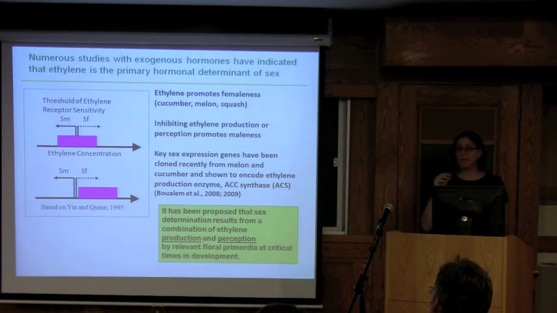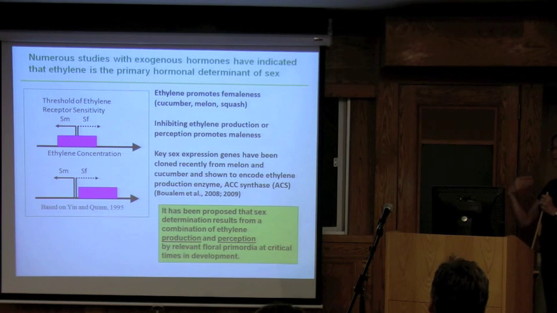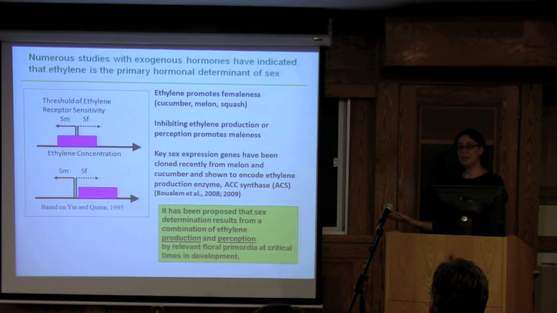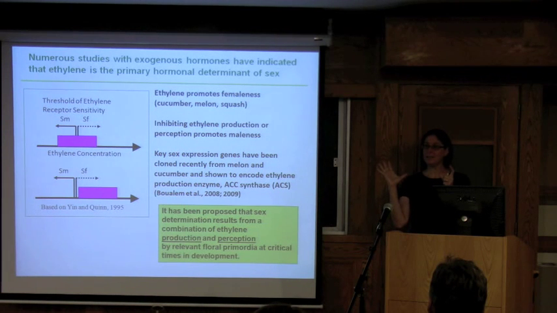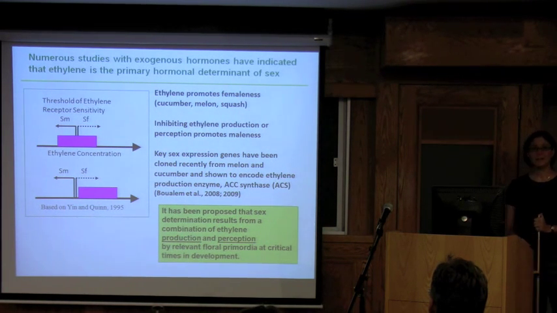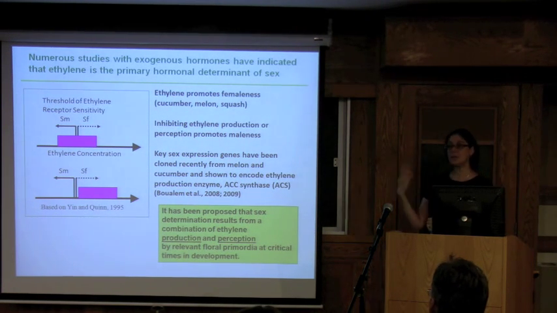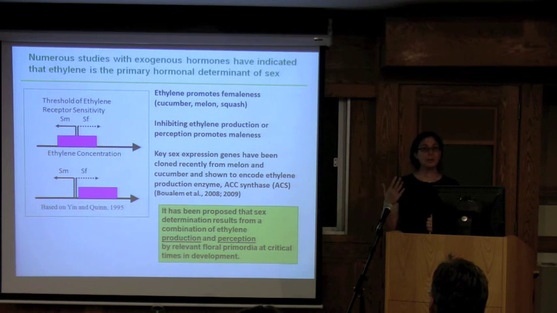Recently, key sex expression genes have been cloned both from melon and cucumber, and they have been shown to encode an ethylene production enzyme, ACS or ACC synthase, which is one of the key steps in ethylene production. So for example, in cucumber, female lines that produce only female flowers have an extra copy of this ACS gene. In melon, those lines that are capable of converting their bisexual flowers to become just female also express an additional ACS. So it has been proposed that sex determination in these developing floral buds results from a combination of ethylene production and ethylene perception by relevant floral primordia at critical times in development.